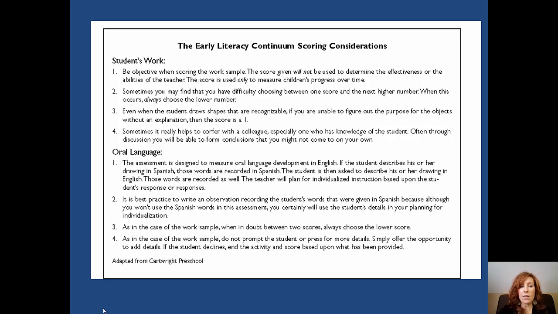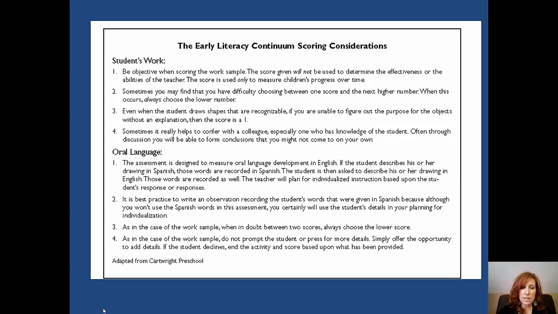And I love the step number 4. It's helpful to confer with a colleague, especially one who has knowledge of the student. A lot of times through our discussions, we're able to have a better understanding of what our student is attempting to do or what they are able to do when we have that opportunity to collaborate with another colleague.